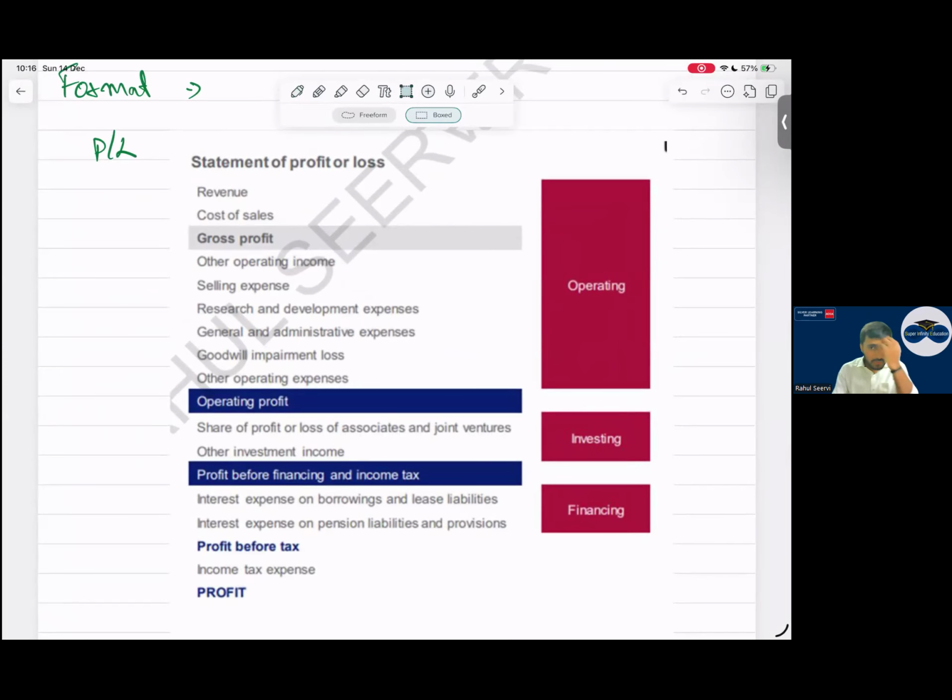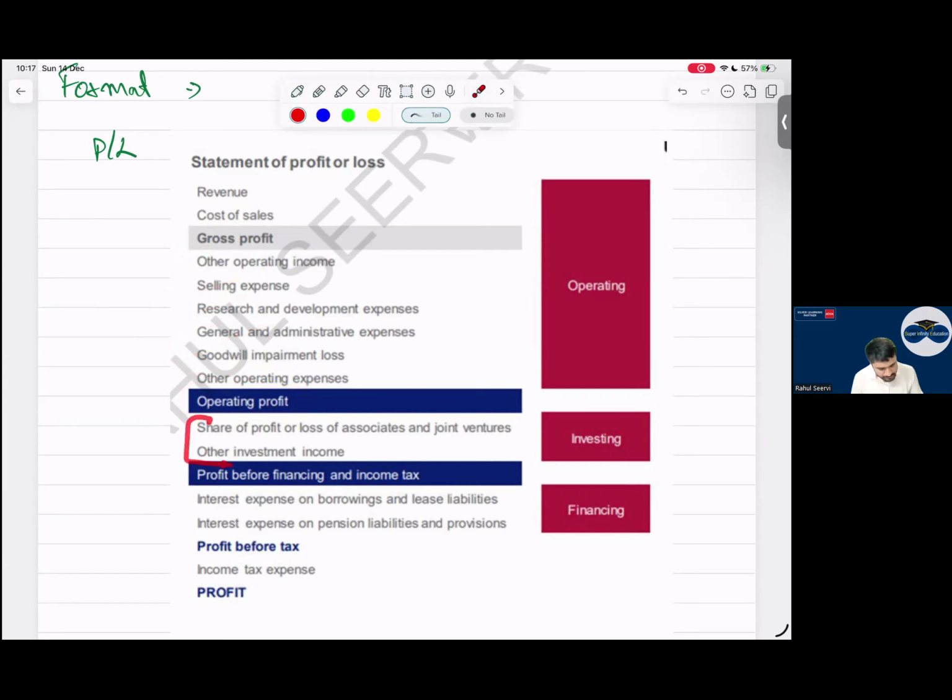What is the basic format of P&L? Revenue. Then we have cost of sales, then gross profit. After gross profit, we have expenses: selling expense, research, general administrative expenses, goodwill impairment, other operating expenses. These are the expenses which relate to your day-to-day business activities. Once we reduce this, we get operating profit.